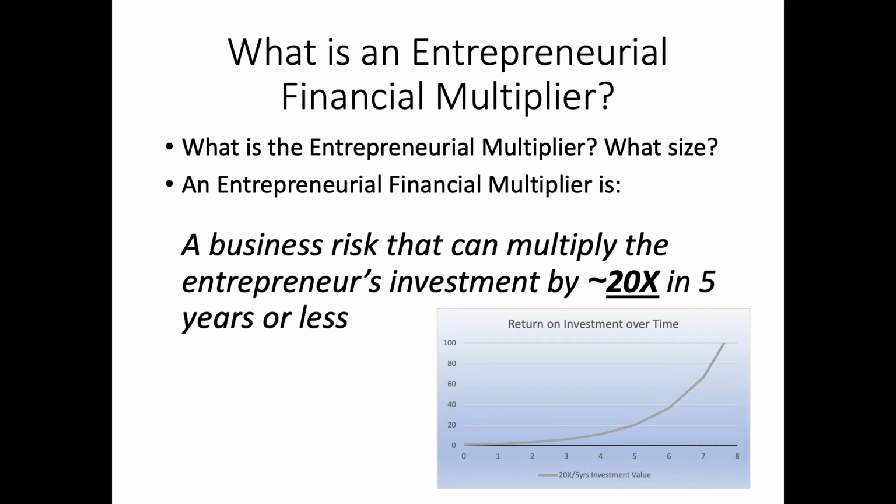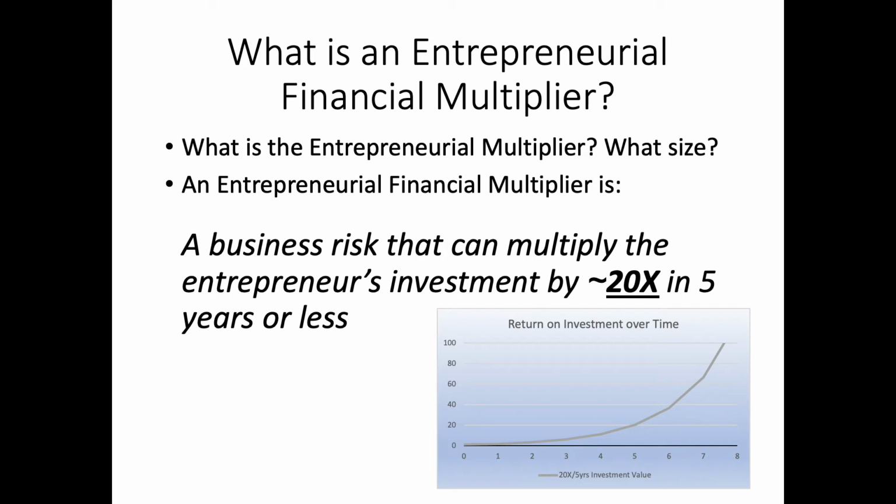In order for the entrepreneur to take the risk of starting a business, that needs to be a substantial number. It also needs to be a substantial number in order to raise capital. So in terms of a financial multiplier for the entrepreneur, I'm just using a metric here that I feel pretty comfortable with, which is 20 times in 5 years.